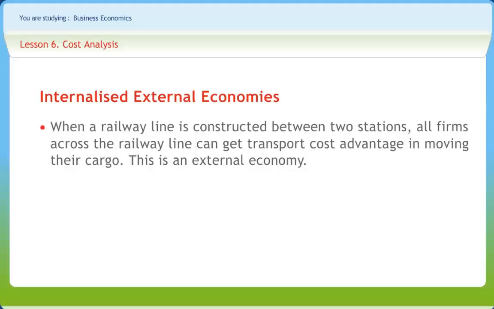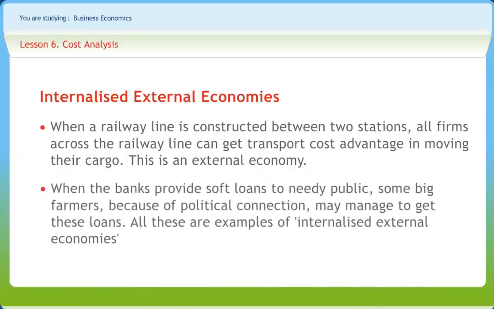In the same way, when the rural electrification program is undertaken in a village, the sarpanch may get the electric pole put up in front of his house. When the banks provide soft loans to small and marginal farmers, some big farmers, because of political connection, may manage to get these loans. All these are examples of internalized external economy, that is, privatized public benefits.